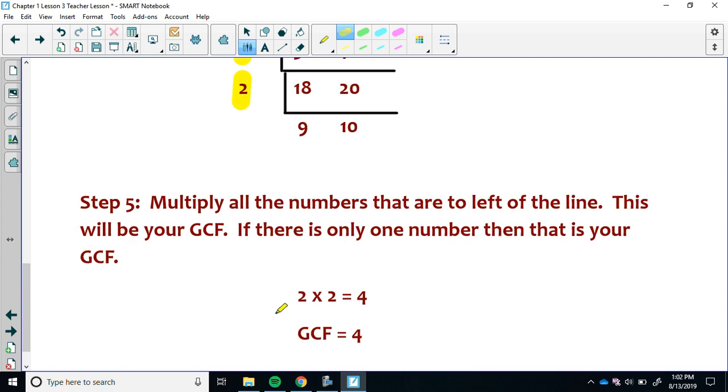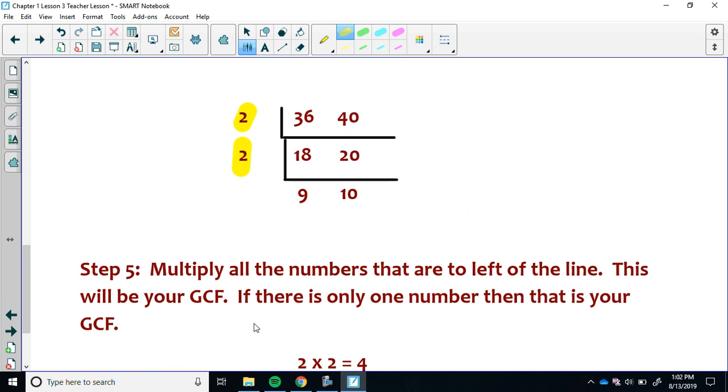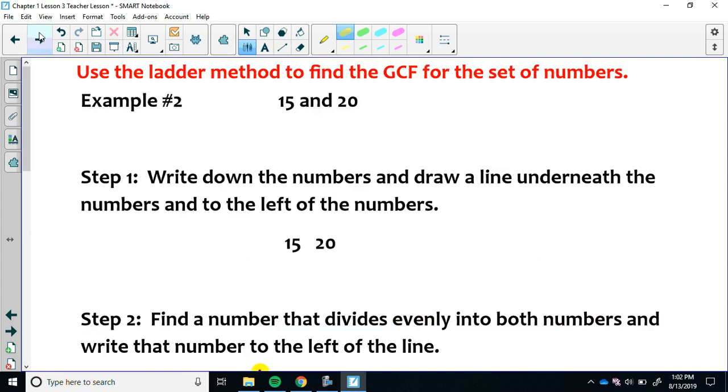So when we multiply 2 times 2, we get 4. GCF is 4. The reason I like the ladder method is you don't have to know all the factors, and when you use the ladder method, you can also find the LCM, which I believe we're going to be showing you in a couple problems.